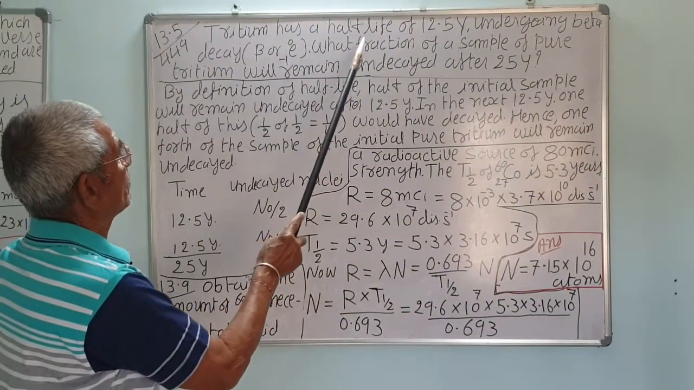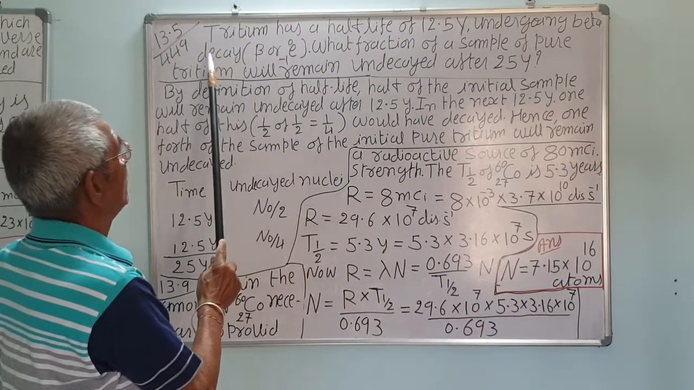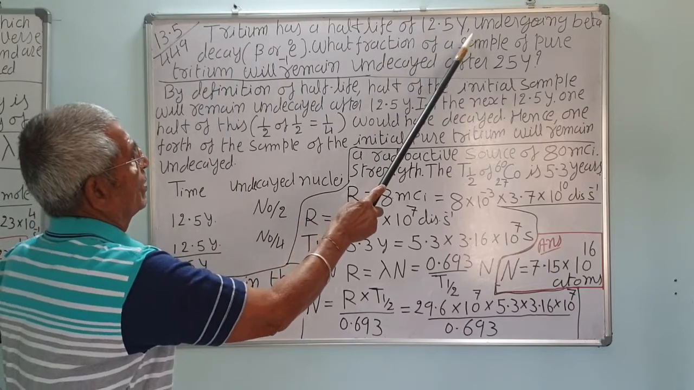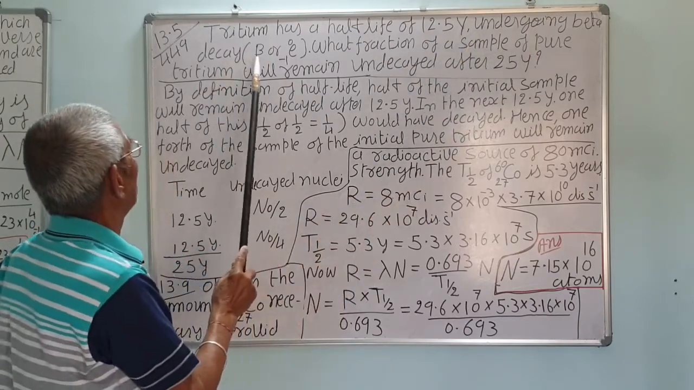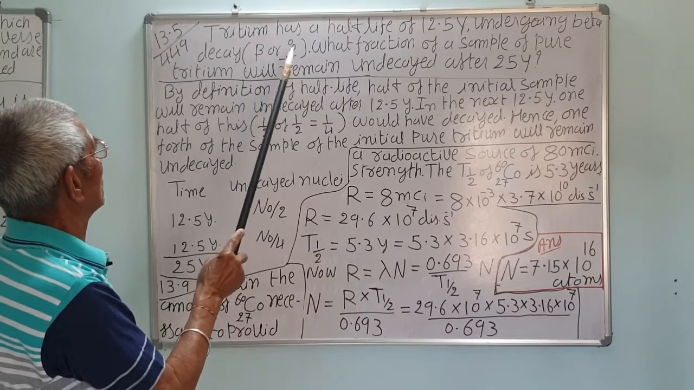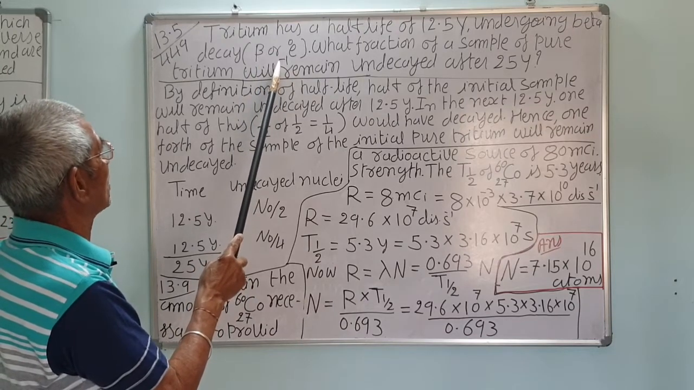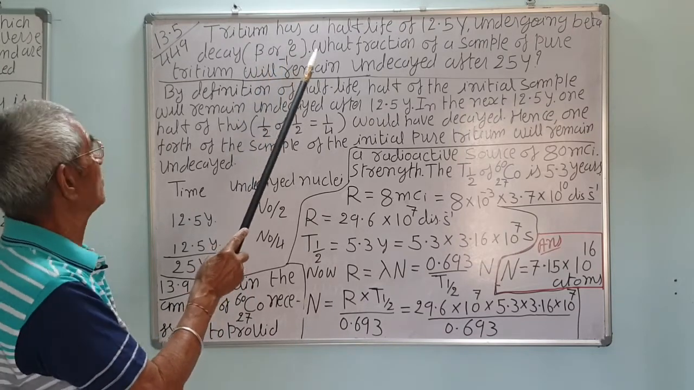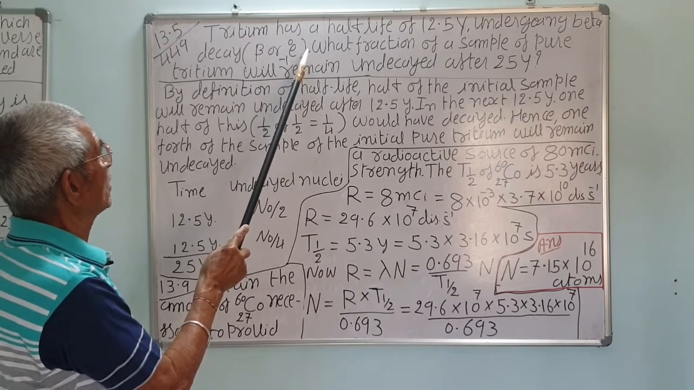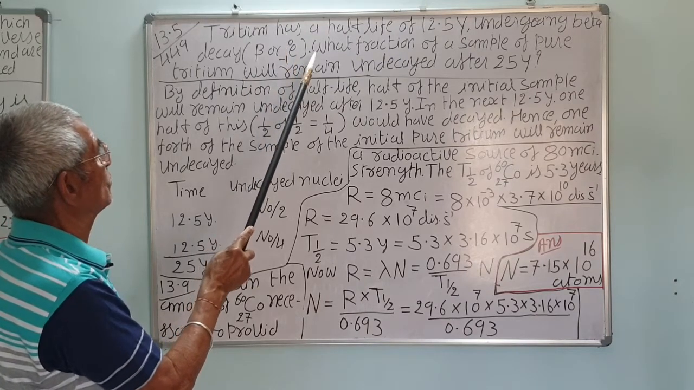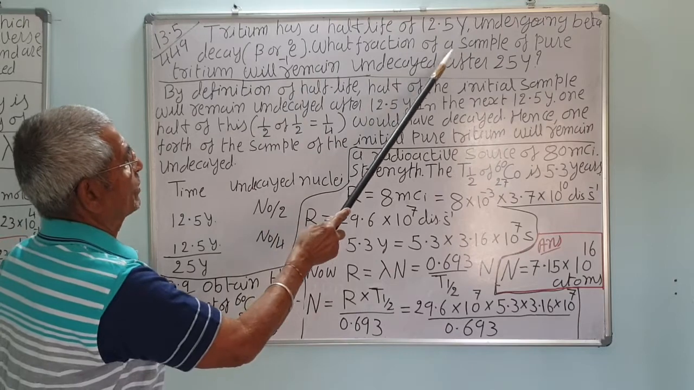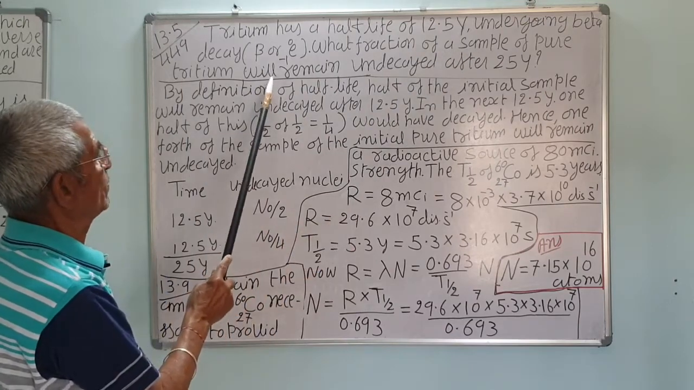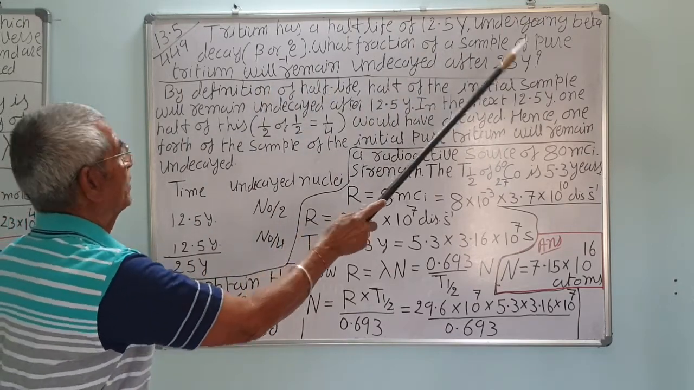Tritium has a half-life period of 12.5 years, undergoing a beta decay. The beta, that is an electron, has charge -1 and mass almost 0. It has mass, but we almost consider it 0. What fraction of a sample of pure tritium will remain undecayed after 25 years?